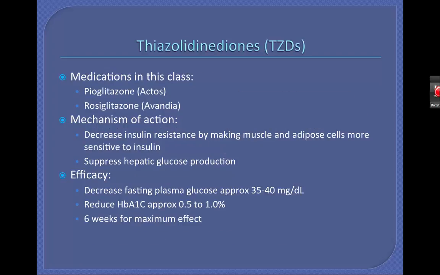TZDs, or medications in this class, are Actos and Avandia. The mechanism of action, you need to know. They decrease insulin resistance by making muscle and adipose tissue more sensitive to insulin. They suppress hepatic glucose production. The efficacy is they decrease fasting plasma glucose 35 to 40. They reduce hemoglobin A1C approximately 0.5 to 1.1%, and it takes about 6 weeks for the maximum effect.